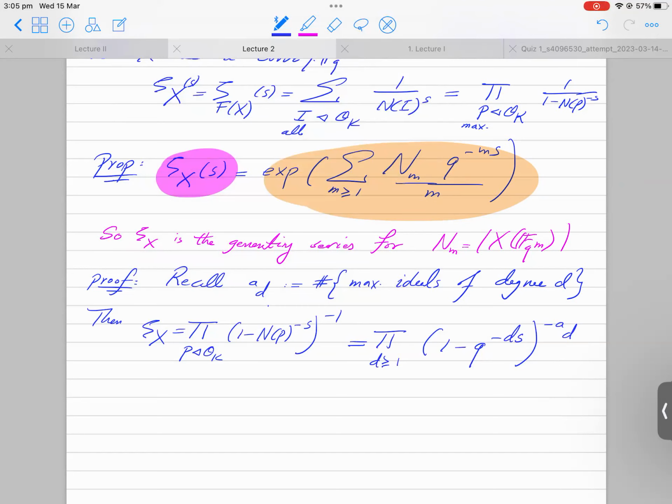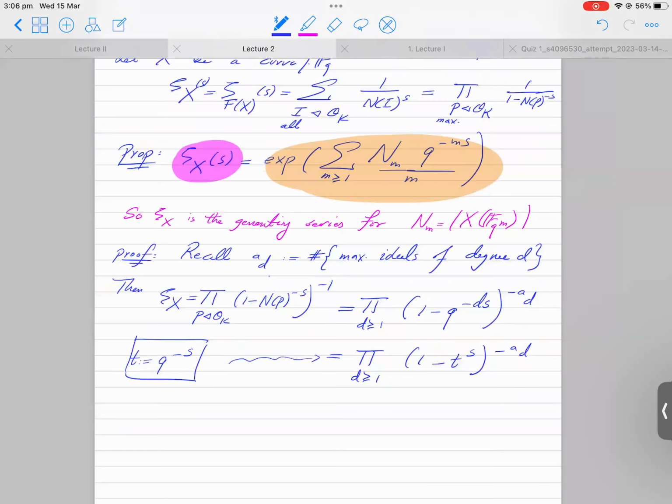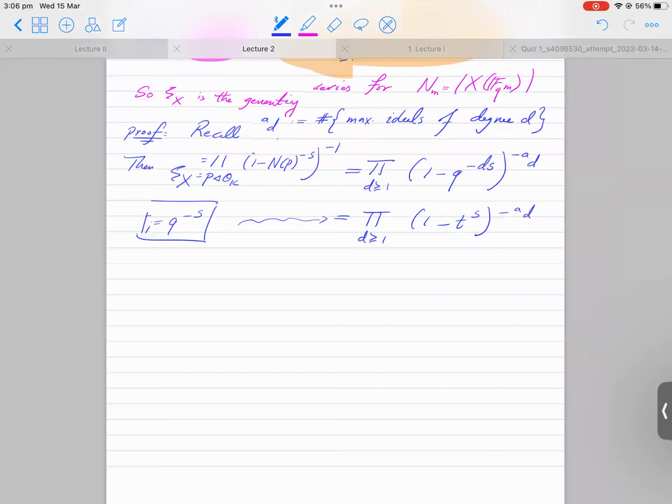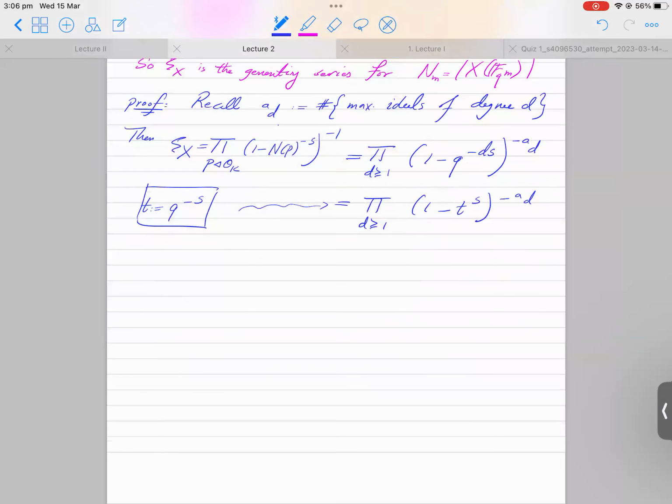Okay. And I'm going to just make a change of variables. I'm going to write this as (1 minus t to the s) to the power minus AD, where t, remember, is my variable for q to the minus f. So I make a change of variable here to write it like this. And now I'm going to take log. So therefore, log of zeta of x.